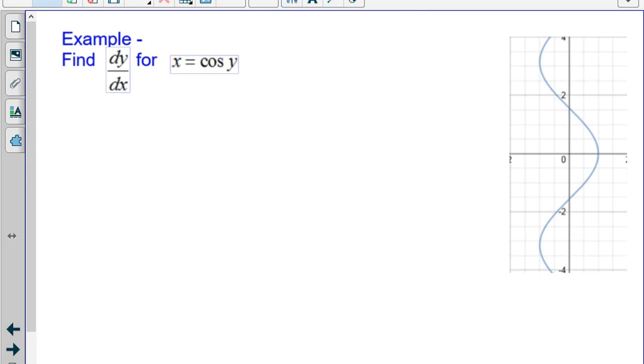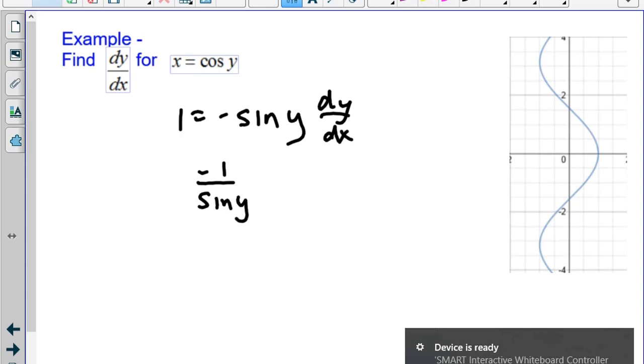Here's another example. Find dy dx for x equals cosine y. So this function would kind of be a little bit of a nightmare. You'd have an inverse trig function, which we haven't learned yet, if you solve it for y. Instead, let's just do dy dx. The derivative of x with respect to x is just 1. And the derivative of cosine of y is going to be negative sine of y dy dx. Now I solve for dy dx, I divide everything by negative sine of y. And that's what I get.